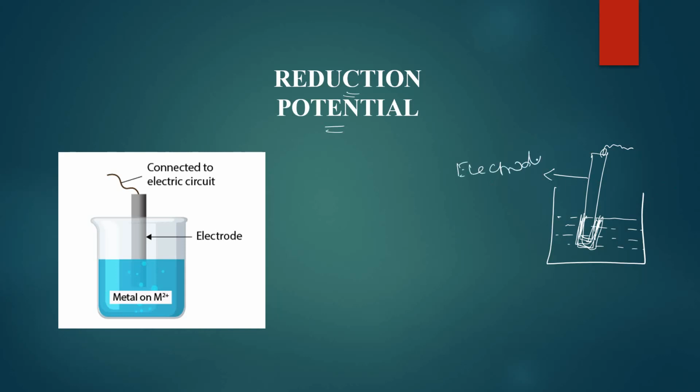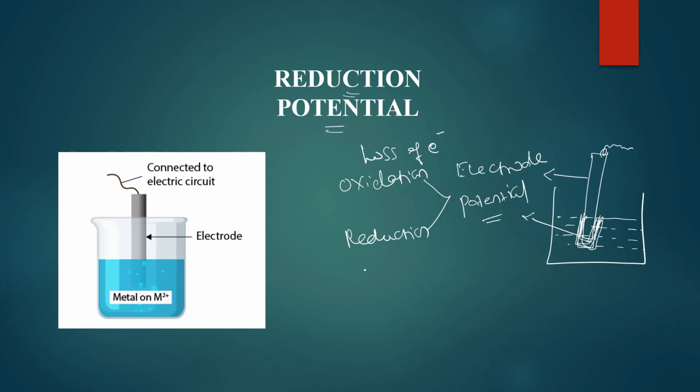This is an electrode, and at the interface, a potential is developed by the nature of the electrode. So that is called electrode potential. Got it? Due to this electrode potential, two things may happen. One is oxidation, and another one is reduction. Oxidation is nothing but loss of electrons, or gain of electrons in the case of reduction.